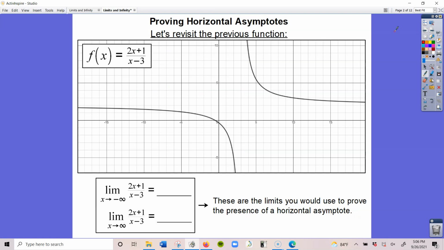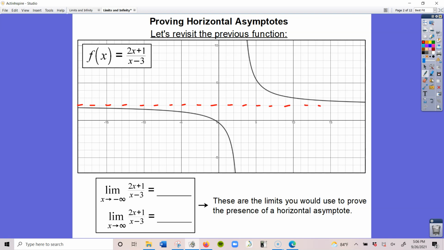Now let's look at horizontal asymptotes. If we look here, even though we don't see the line, we can see how the graph is leveling out on either side. This means that we have a horizontal asymptote at the line y is equal to 2.